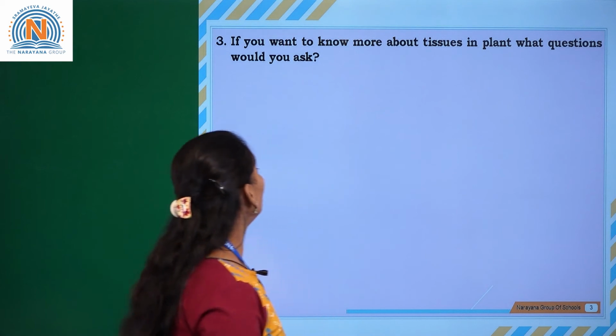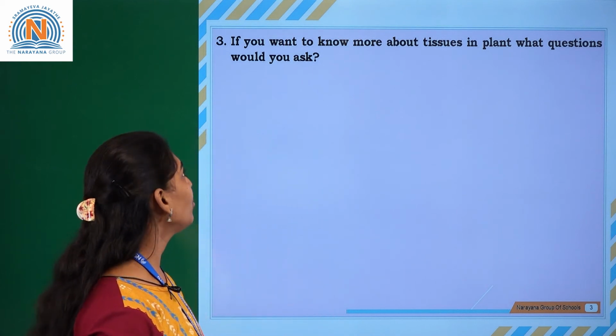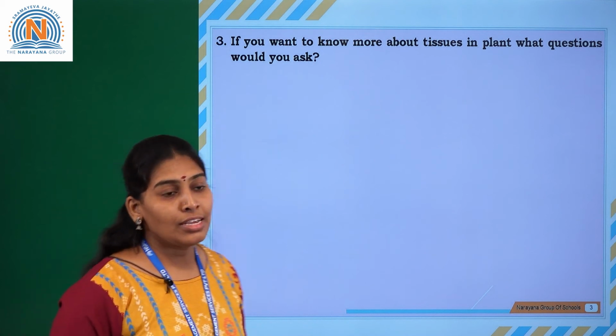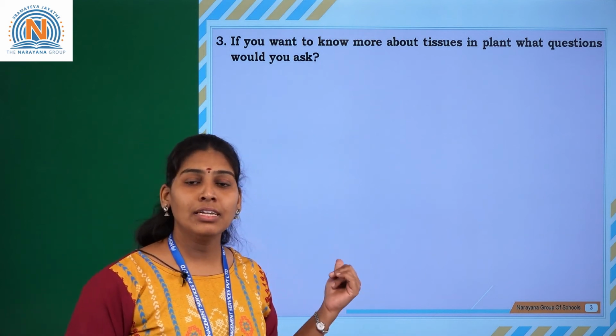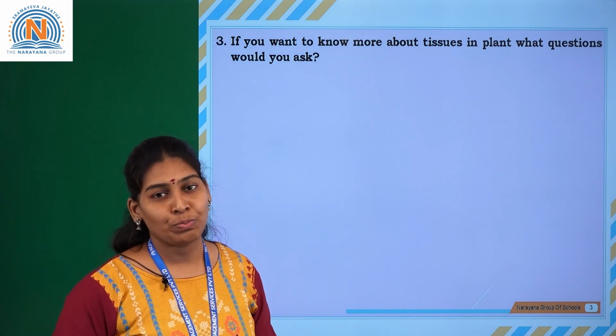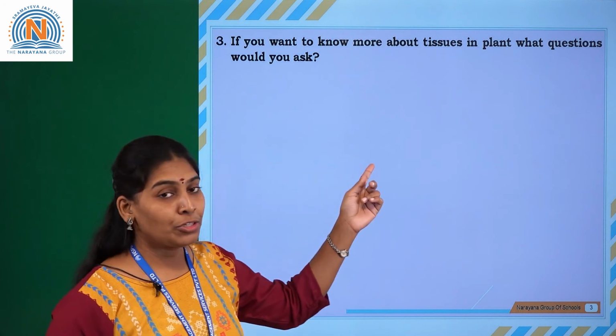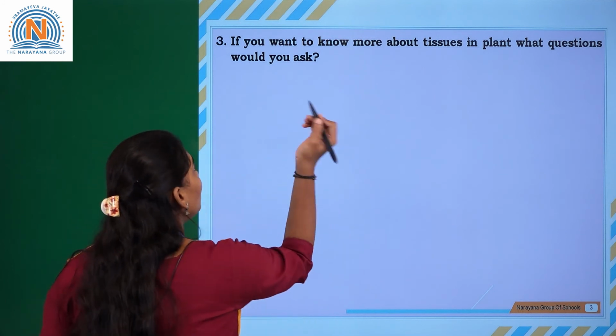The next question is, if you want to know more about the tissues in the plant, what questions would you like to ask? This comes under asking questions and making hypotheses, of academic standard 2. So what questions will you ask regarding plant tissues? You can ask different questions.